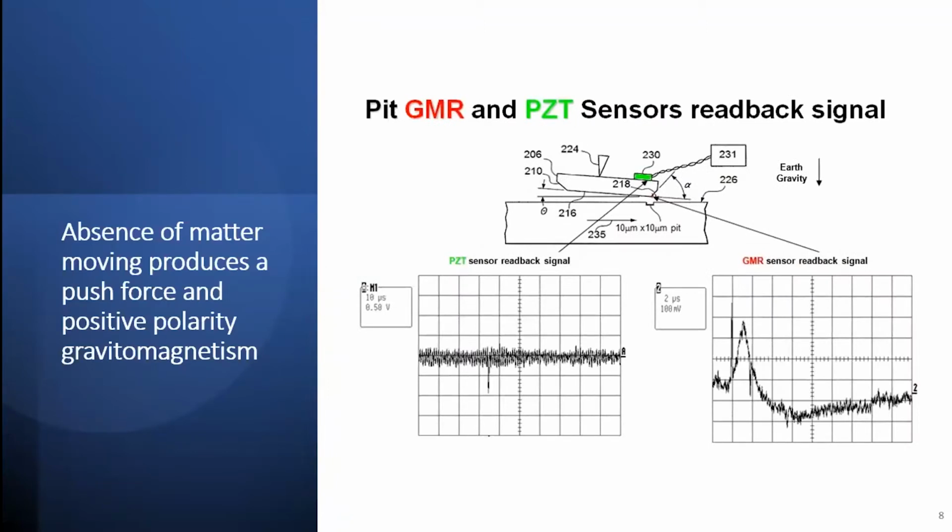Now, the absence of matter produces a push force and a positive gravitomagnetism. And now we look at these same signals again. The one on the lower right is the gravitomagnetism signal. It's got a positive polarity. And then if you look on the lower left, you see there's a little push signal. And the way we know it's a push is it's dampened because it's pushing against gravity. And you can see in the cross-sectional diagram here, the Earth's gravity is down.